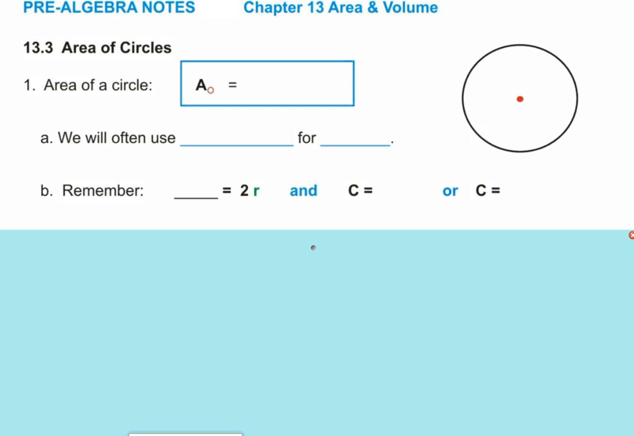Pi r squared? No, round. Right? Do you agree? You do? Awesome. He said pi r square. I said they're round. You don't see too many square pies, do you? Pi r square? No, pies are round.